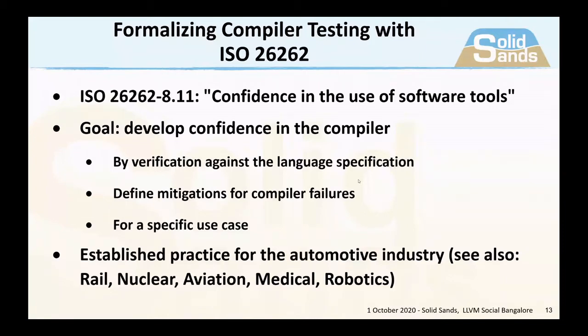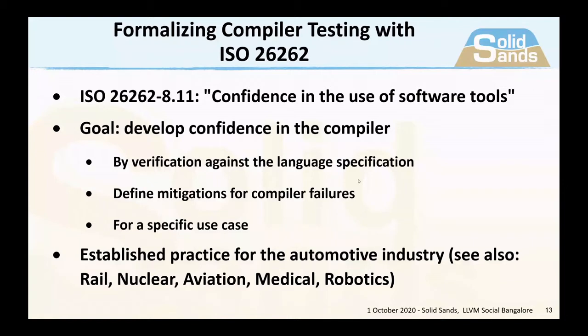And that tells the developer to create confidence in the use of the software tools that they use. And of course, the compiler is a tool like that. So the goal here is to develop confidence in the compiler. And one of the recommended ways to do that is by verifying it against the language specification. So by verifying it against the requirements of the compiler. And of course, Supertest is a tool that is able to do that.